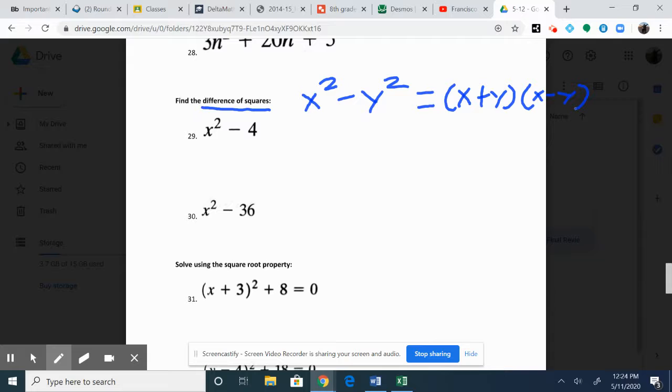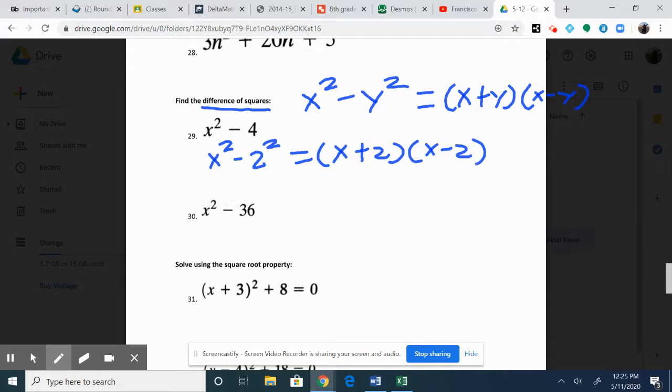So what we have here is 4, and if you remember, a 4 is a perfect square. So we can rewrite this as x squared minus 2 squared. So since we have that, our answer would be x plus 2, x minus 2.